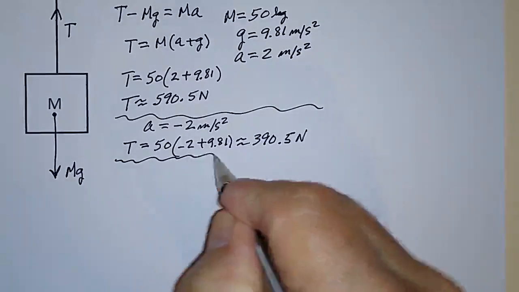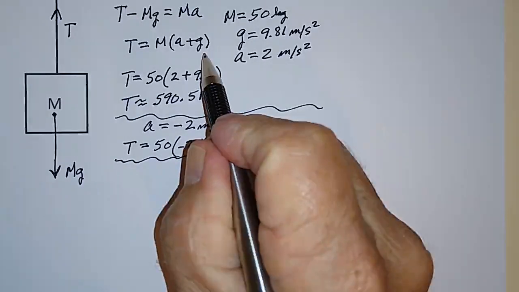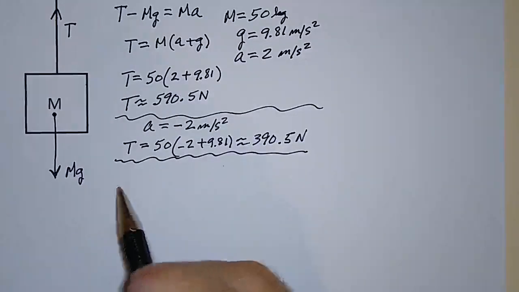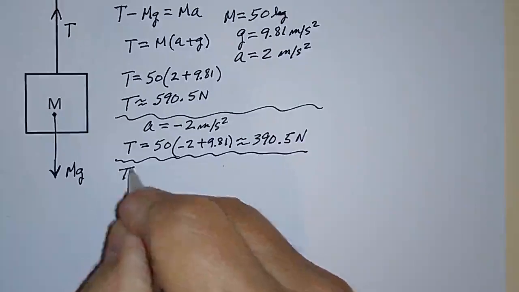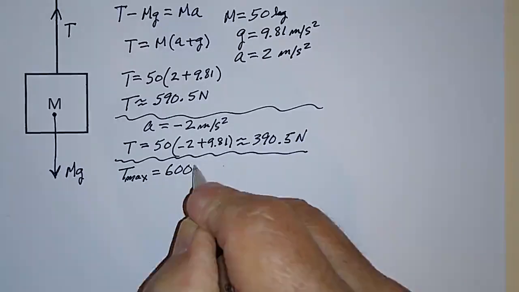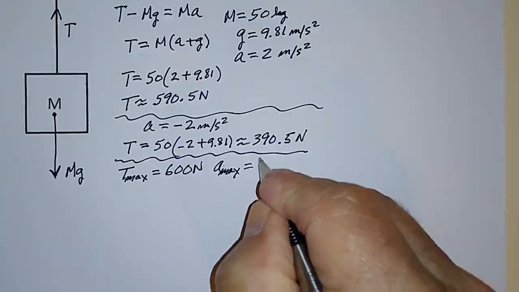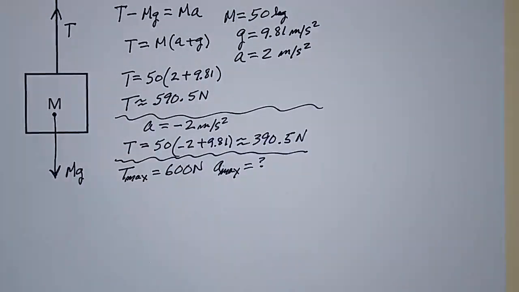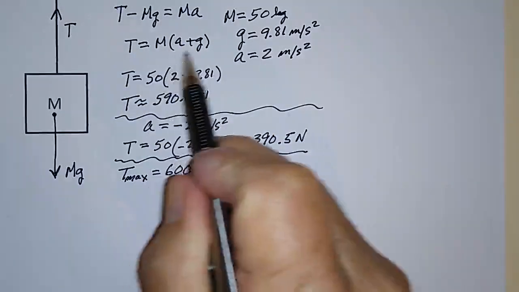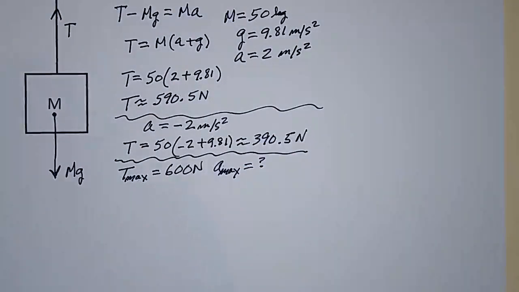And that means that we have here a generalized equation that tells us what the tension in the cord is. But let's say we have a different situation. Let's say we have a cable that has a maximum strength, T max, of 600 newtons. The question is, what's the maximum acceleration, A max, that we can accelerate this object upward with and not break the cable? All that means is that we have to solve this equation for A and then plug in what T max is, and that'll give us the answer.